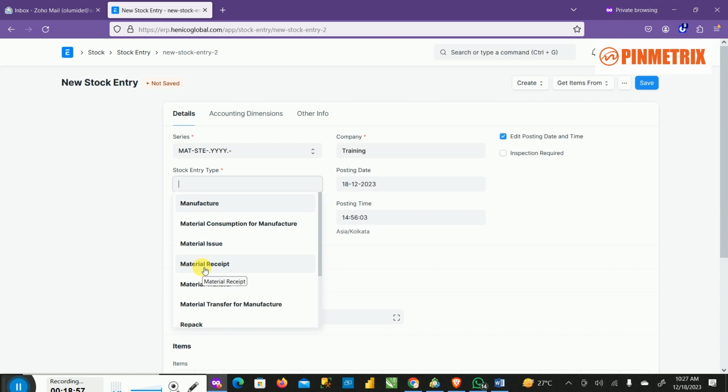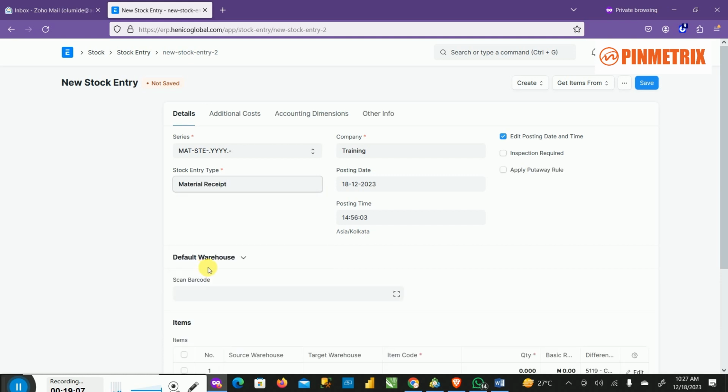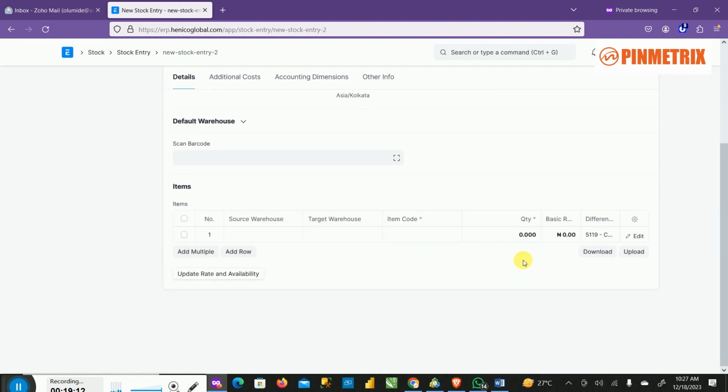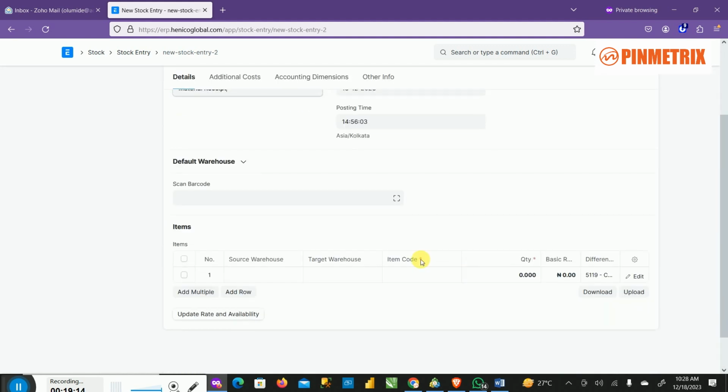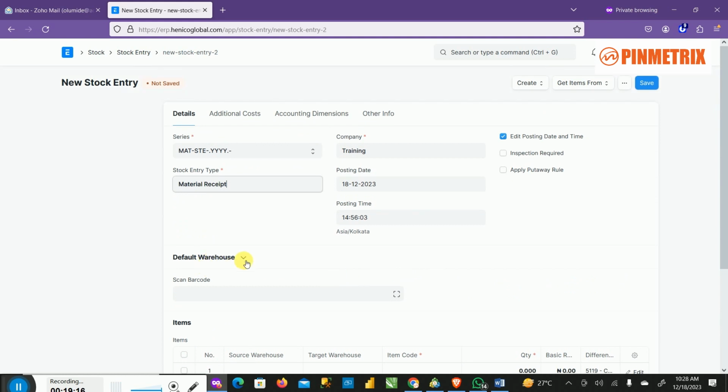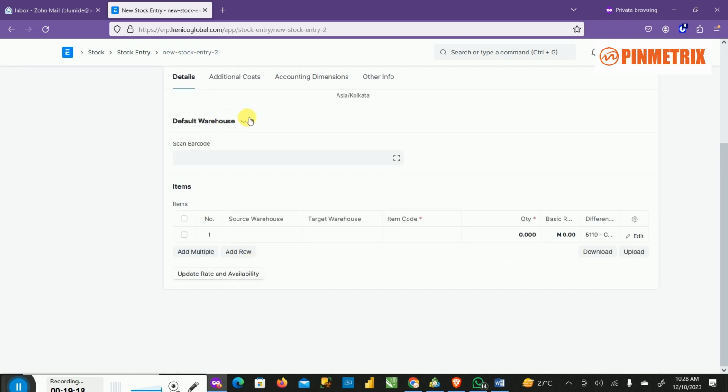You understand? So if you look at material stock issue, stock issue is the opposite of this. So I would say material receipt. Let me do material receipt. Then you could decide to pick a default warehouse. The essence of the default warehouse is that when you are creating the line items, it populates it.